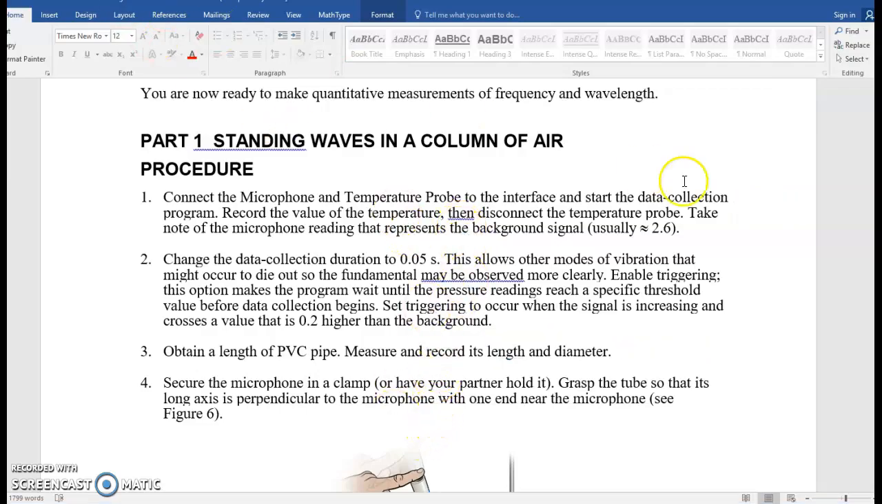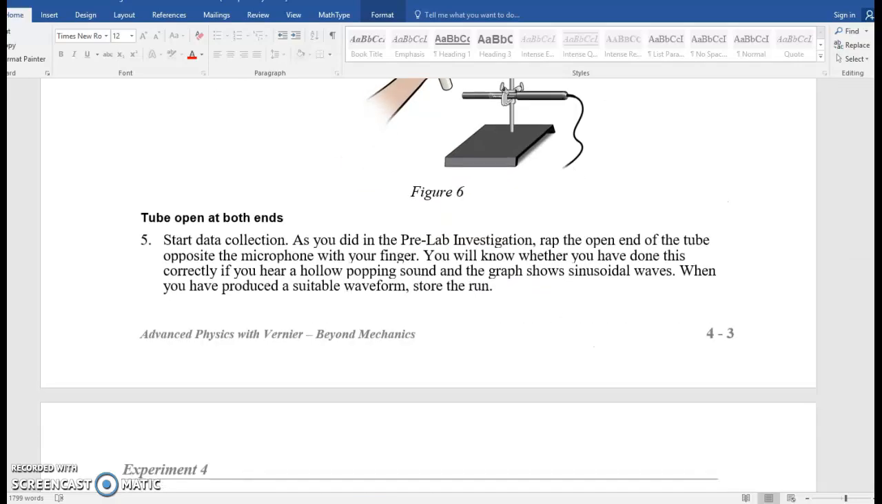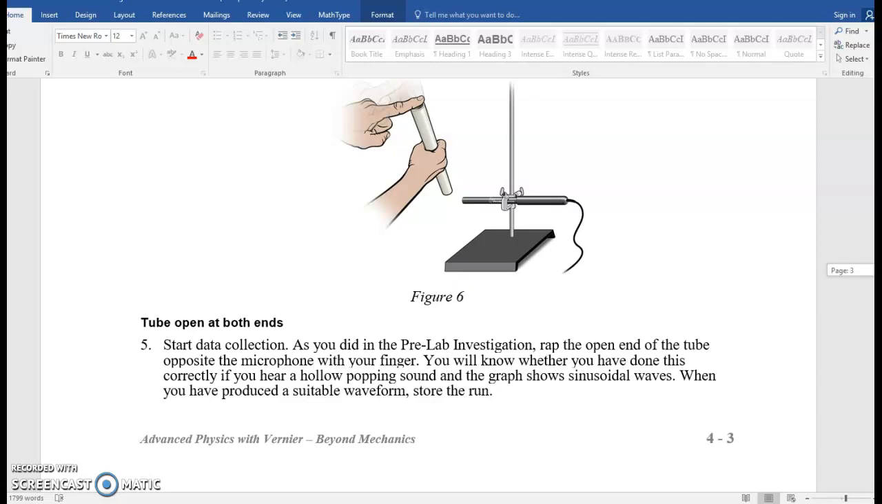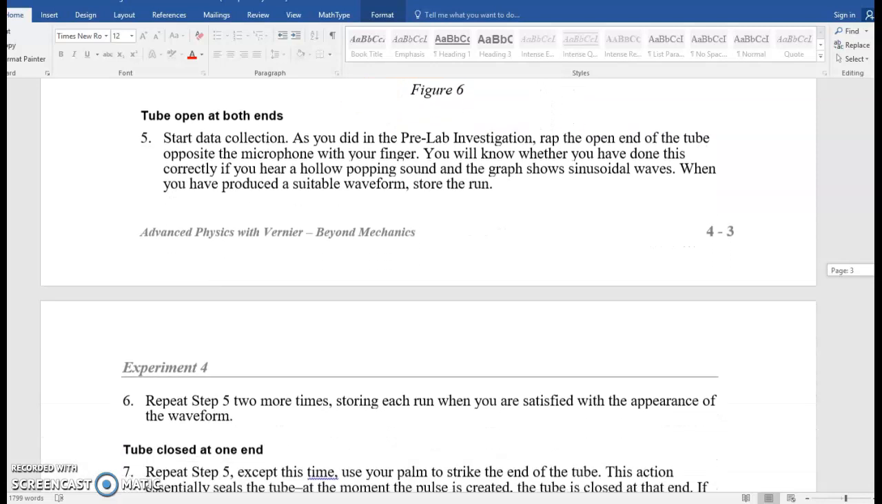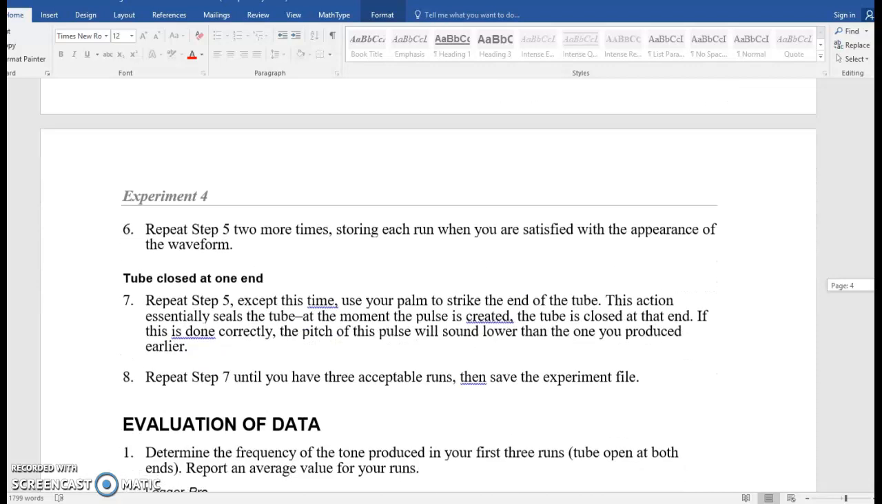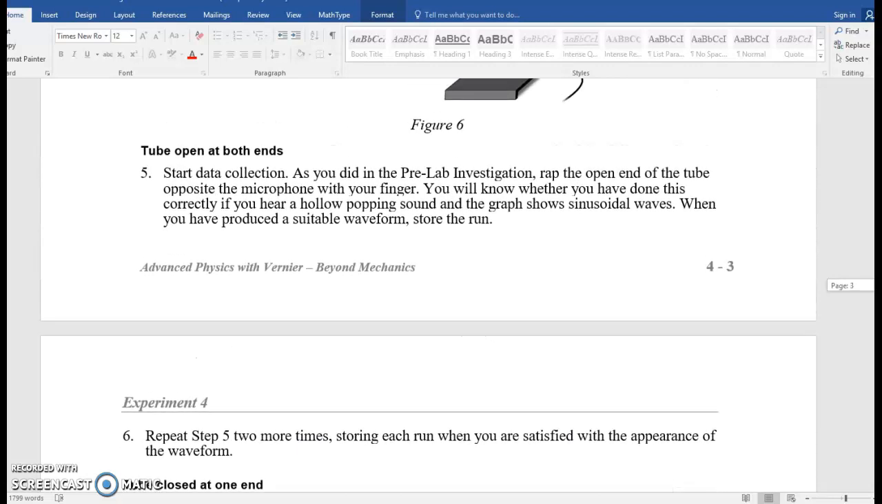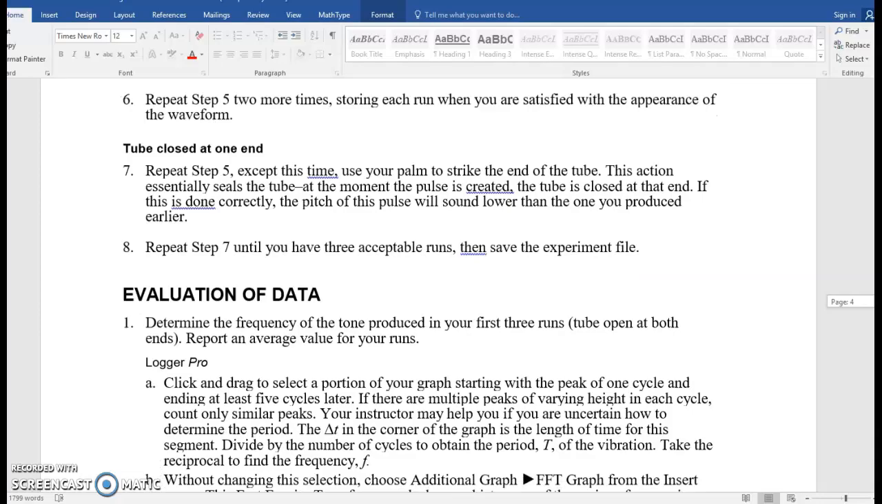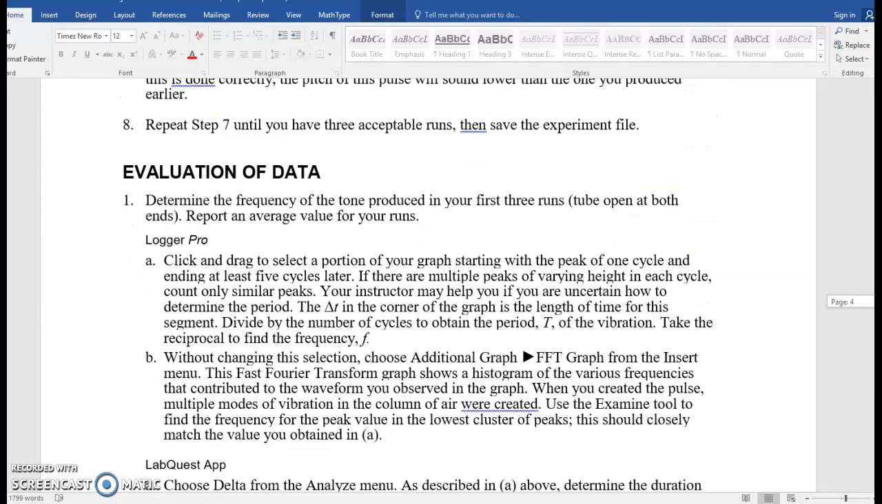Right? And we're going to put a microphone on the clamp, as you see in the picture below. And you're going to start data collection. And you're going to smack it with one finger, creating a sound but not closing this end, so you have a pipe open at both ends. All right, your graph will show you a sinusoidal form, a wave, and then you would run it 2 more times and store each one. You'd repeat it, except this time use your palm to strike the end of the tube, and this action essentially seals it off, so you have a tube that's closed on one end, but you've also created a sound.